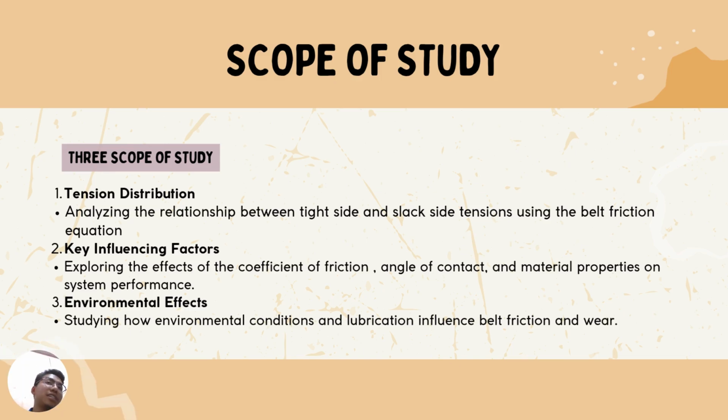Next, the scope of study. There are three scopes of study. One is tension distribution. We must analyze the relationship between tight side and slack side tension using the belt friction equation. Number two, key influencing factors. We must explore the effect of the coefficient of friction, angle of contact, and material properties on system performance. Number three, the environmental effects. We must study how environmental conditions and lubrication influence belt friction and wear.